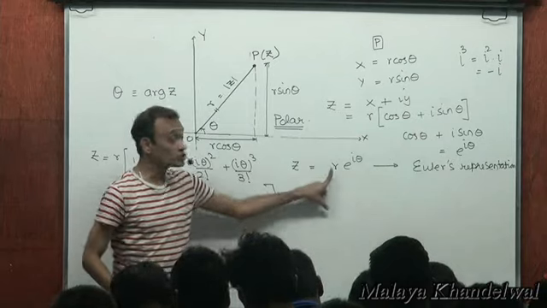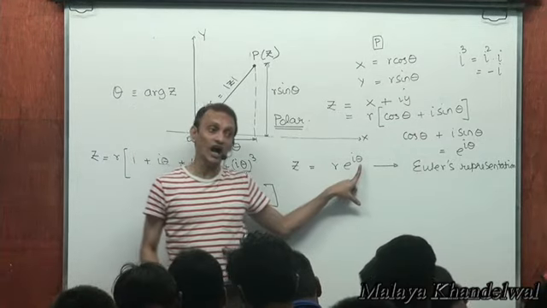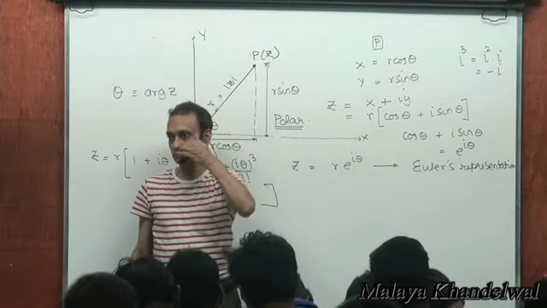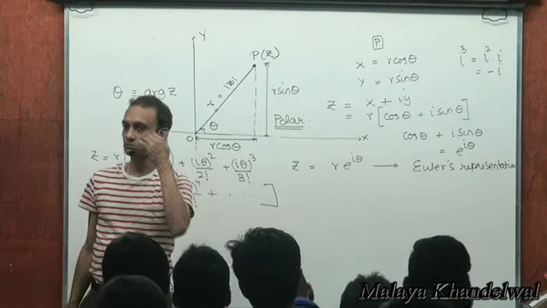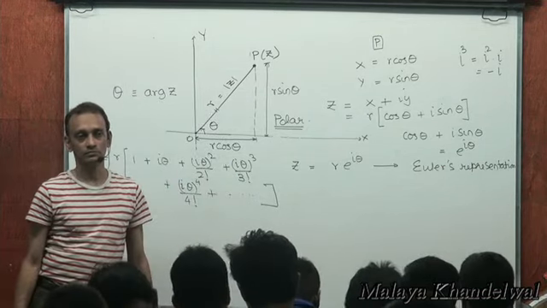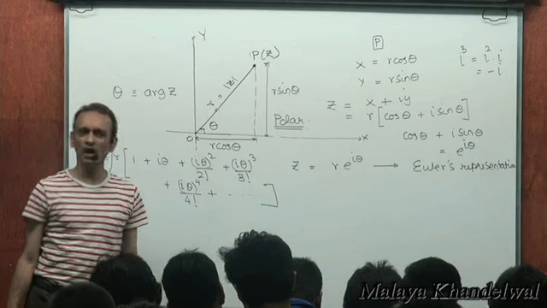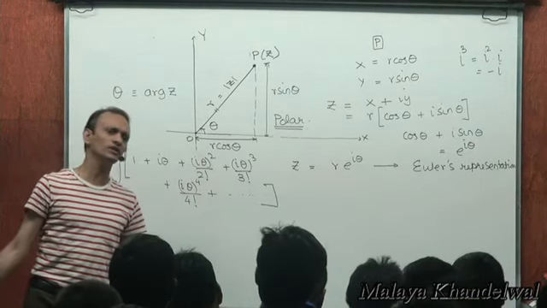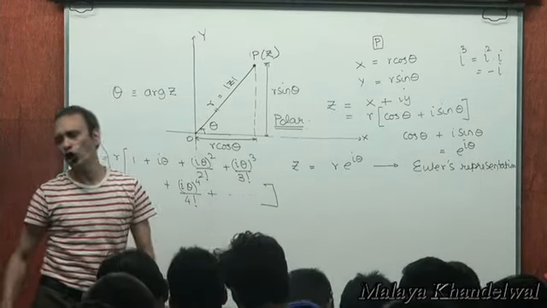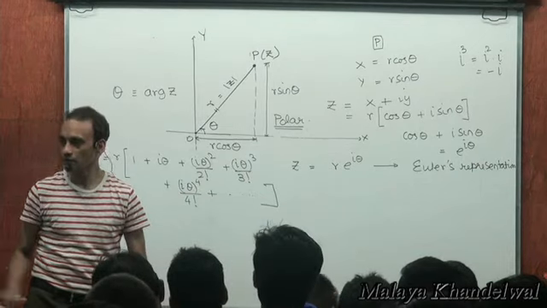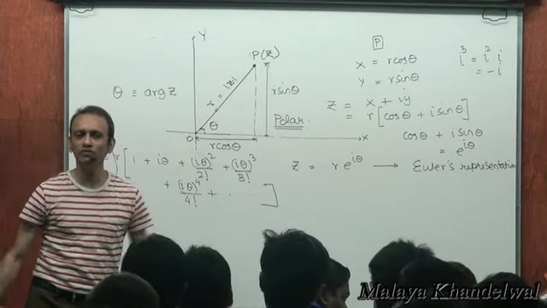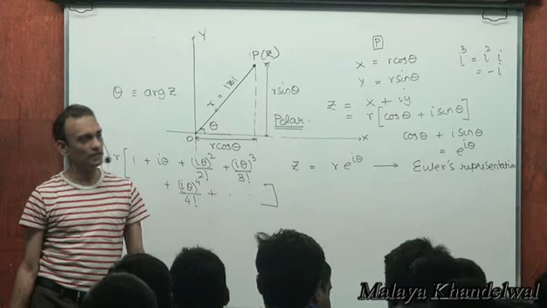Where r is the modulus of the complex number, theta is its argument. Theta in radians. And from now on, if we talk of theta, we talk of theta in radians. If we talk of logarithm, we talk base e, right? So that's the default convention.